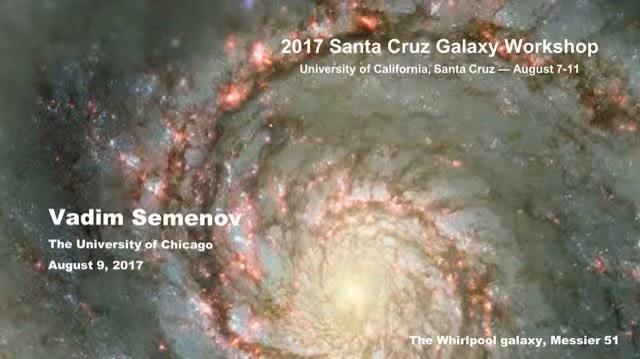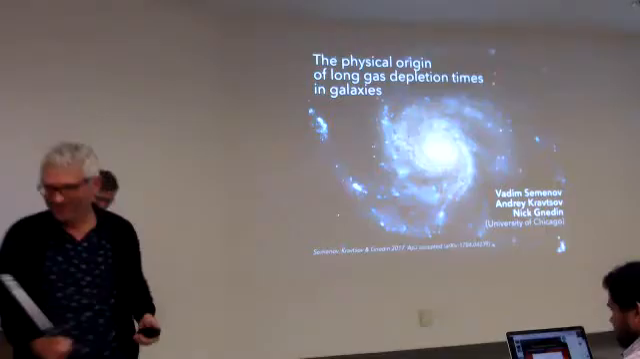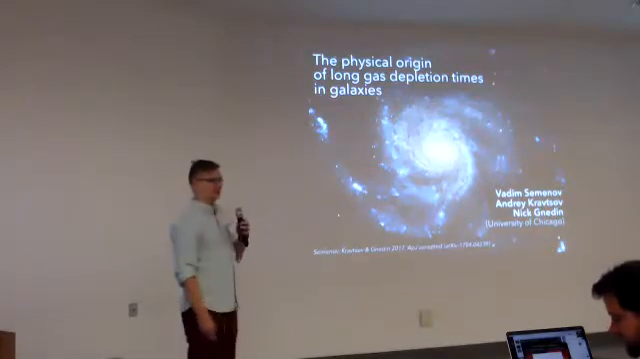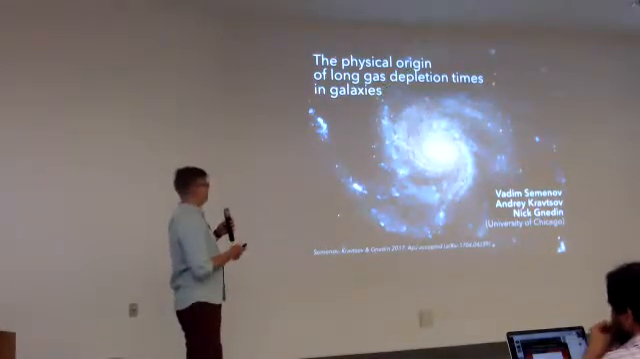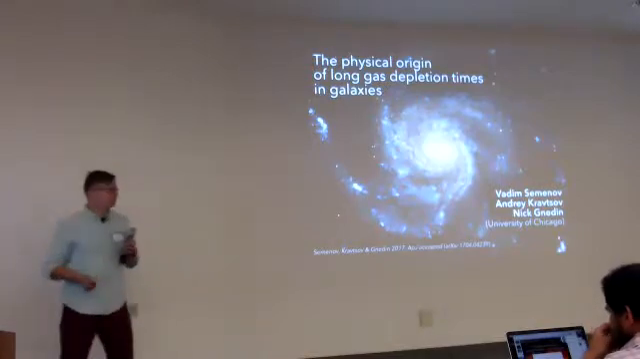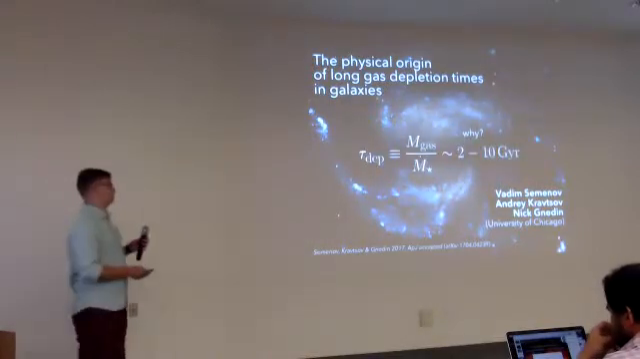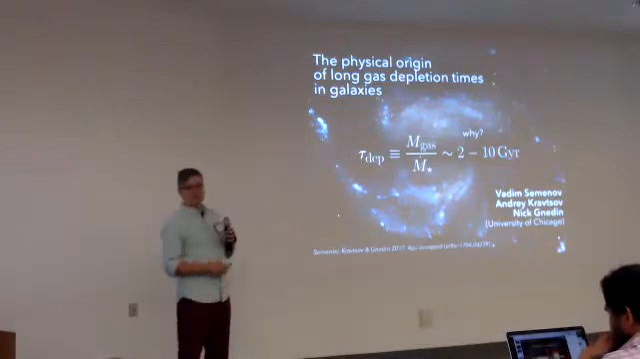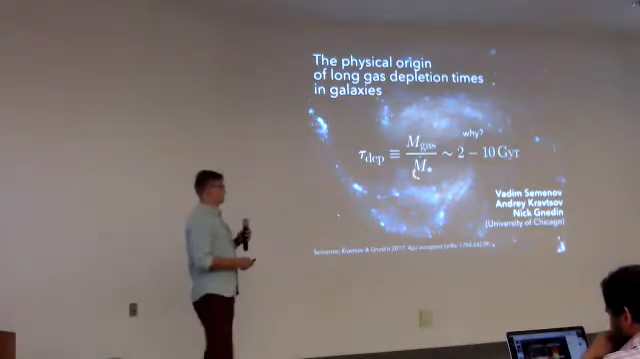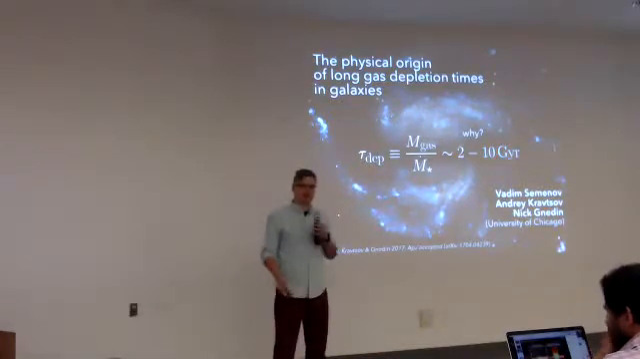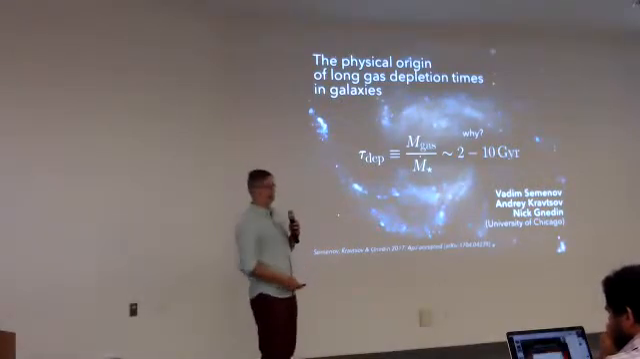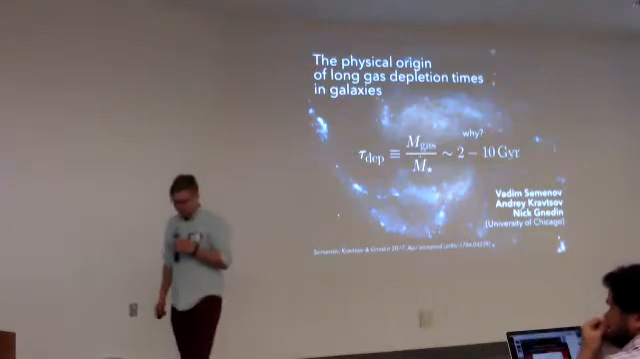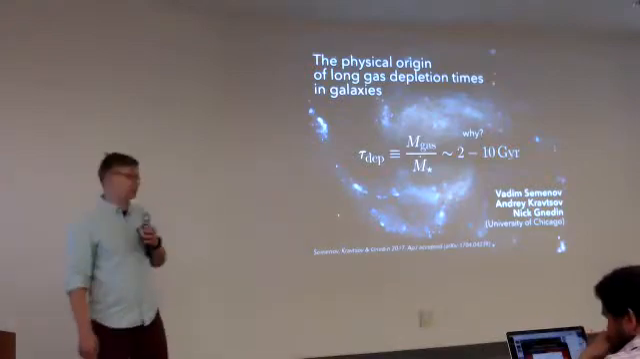Good morning, everyone. I will continue discussion of star formation rates in galaxies, although I will be talking about larger scales of entire galaxies. So we can define a time scale on which a galaxy would convert all available gas into stars at a given star formation rate. And for typical star forming galaxies, these time scales are extremely long. So depletion times are of the order of billions of years. And it was not clear why these depletion times are so long.